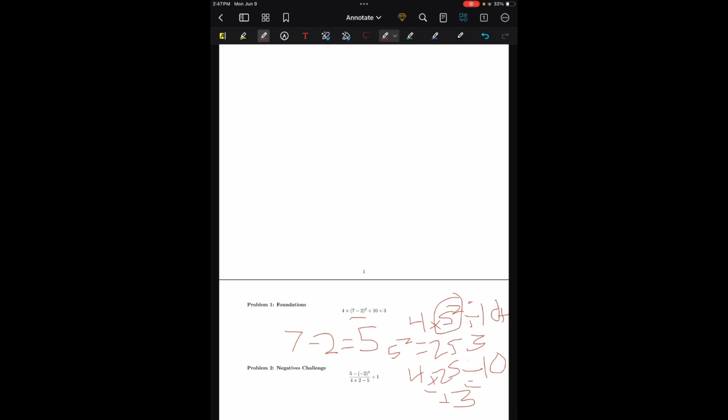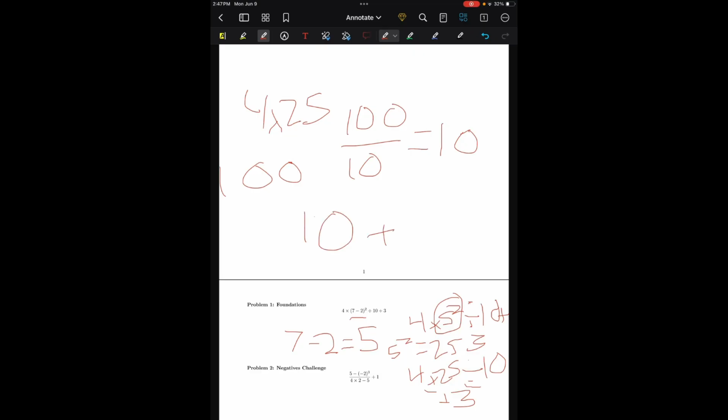So the first one is 4 times 25. That's 100. Then we do 100 divided by 10 equals 10. And then, finally, our very last operation is to add 3. 10 plus 3 evaluates to 13, which is our final answer. Okay?